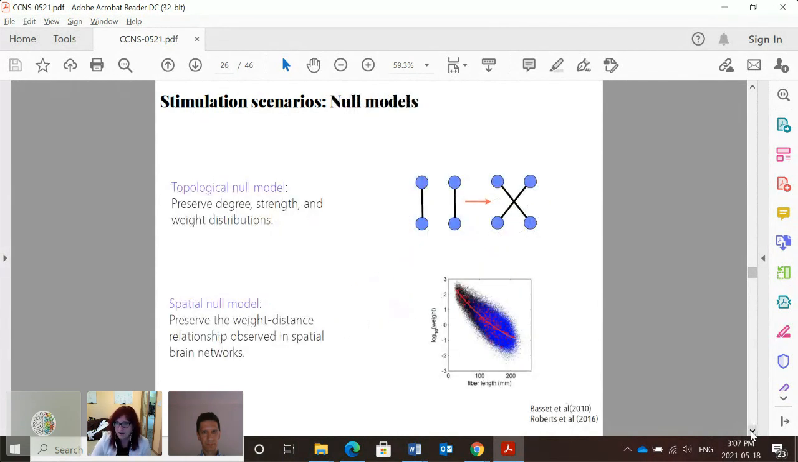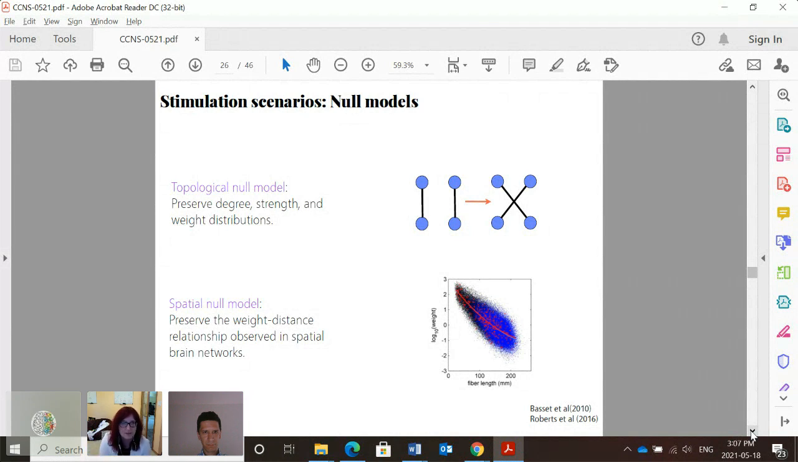And of course, the sanity check for all of this, especially with something like TMS on the brain networks, is that spatial properties are going to have a huge effect. So we had 2 null models, one of them to control for the topology of the network, the topological null model. This is a weight reshuffling procedure that preserves degree, strength, and weight distributions. The schematic is really oversimplified there with just edge swaps. This doesn't work for strength and weight. It's just to give you the idea.